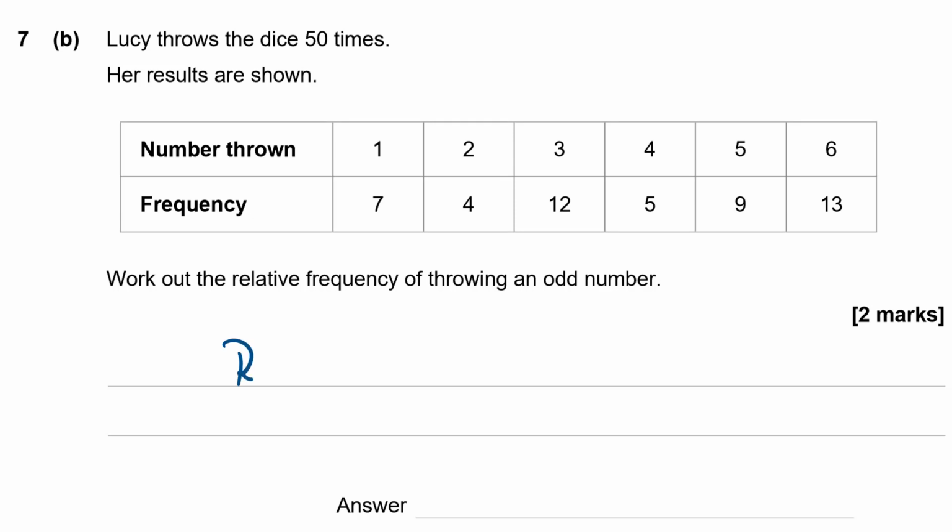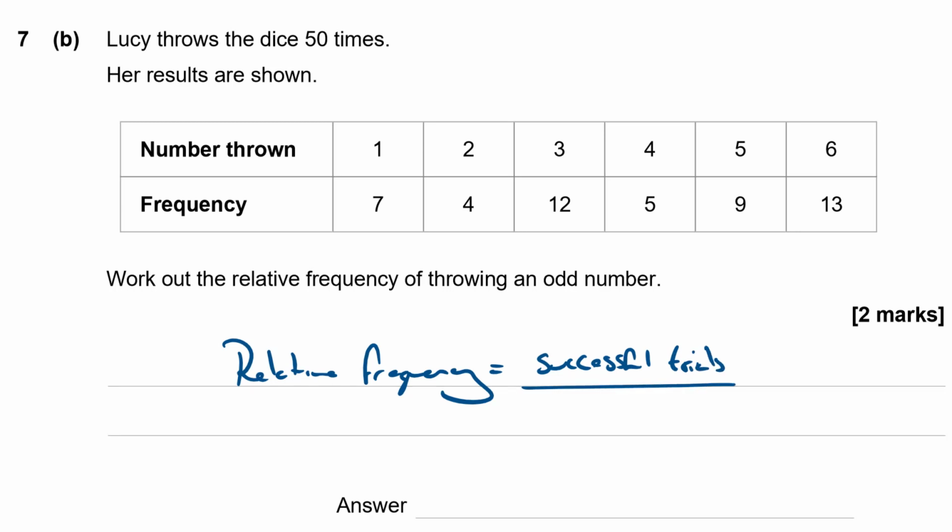Now, relative frequency is equal to successful trials divided by total trials. In this case, there were 50 trials in total. It told us that in the question. And we want to work out how many successful trials there were.